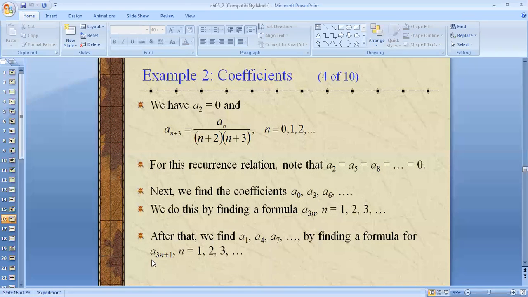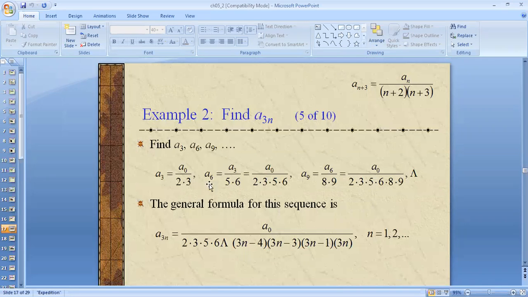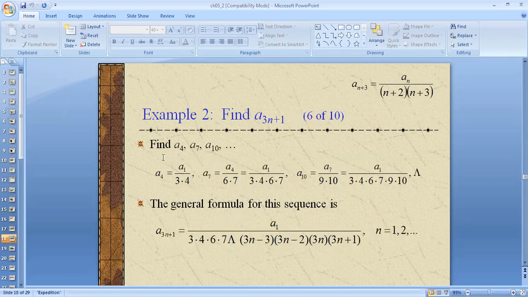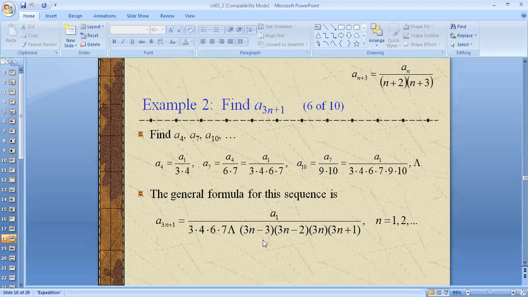If n equals 0, it will be a1. If n equals 1, it will be a4. If n equals 2, it will be a7. Very easy. Finding a3, a6, a9 and so on from that relation, we get this as in the previous example. The general formula for a3n will be this, involving factorials 2, 3, 5, 6. So for a4, a7, a10 and so on, we get the general formula from this relation, which will be this for odd.